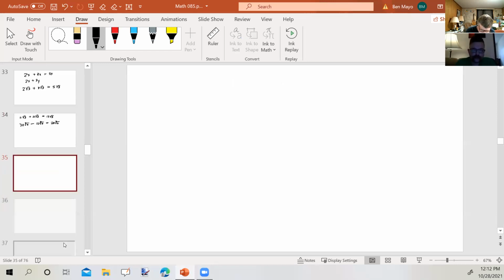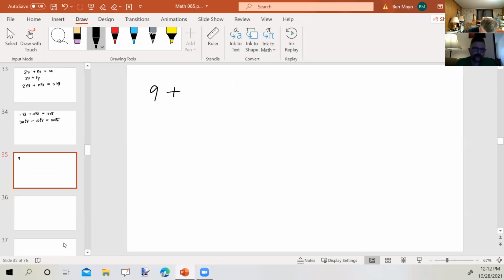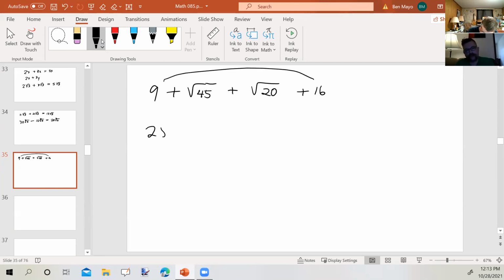Okay, now what if we got something like this? 9 plus the square root of 45 plus the square root of 20 plus 16. Well, these look the same. That's 25, but these two radicals don't look to be like radicals yet. We're going to simplify each radical and then see what happens.